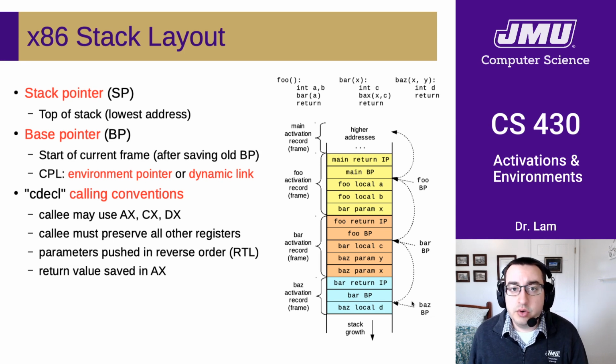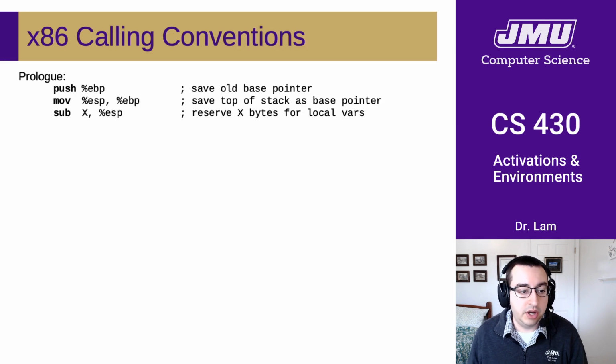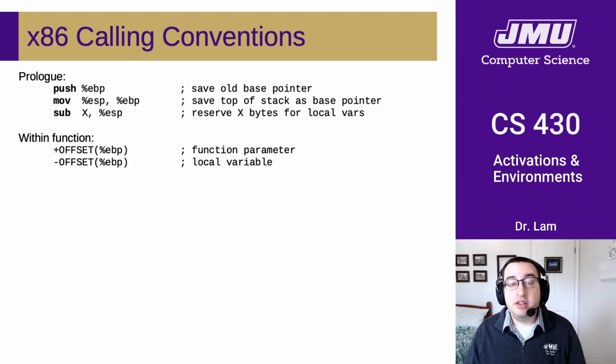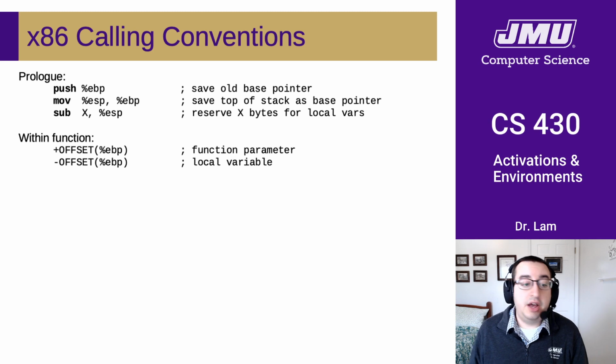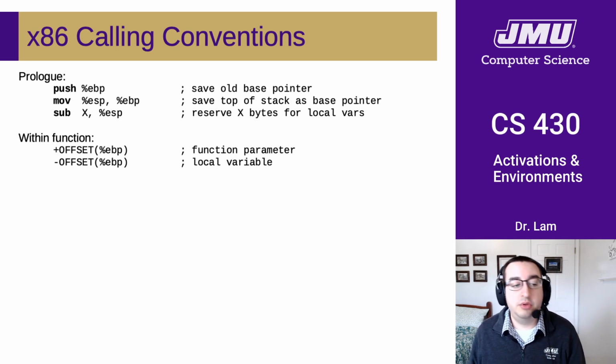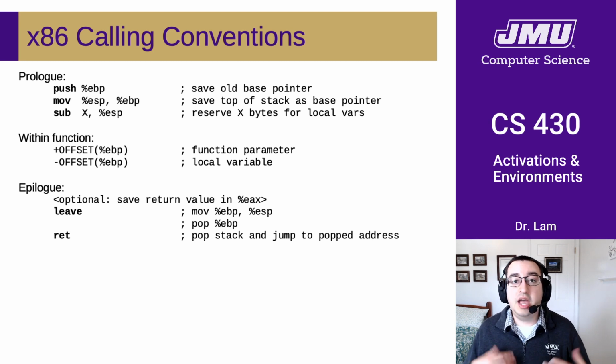So I just want to show you a little bit of the assembly code for this. This is not relevant necessarily for 430, but it might help connect the dots between 430 and what you did in 261. So this is some code for the prologue in x86, and it consists of saving the old base pointer, saving the top of the stack as the new base pointer, and then reserving some amount of space for the local variables. Once you're inside of a function, again, like I just said, you can access the parameters to that function using a positive offset from the base pointer. You can access the local variables using a negative offset from the base pointer. And then the epilogue consists of instructions that restore all of the things that the prologue set up.